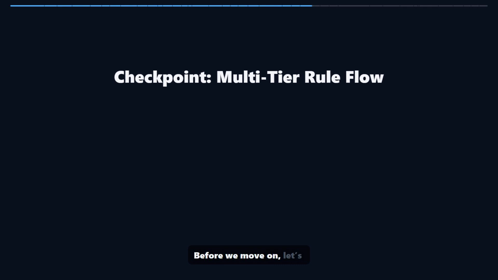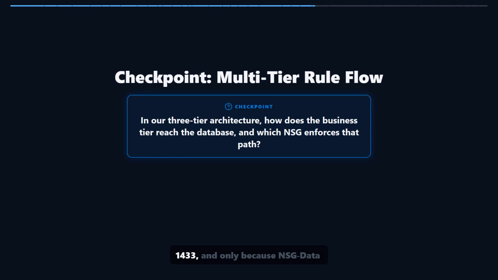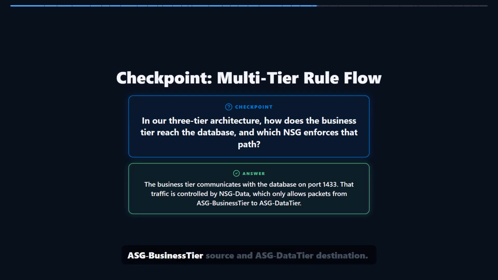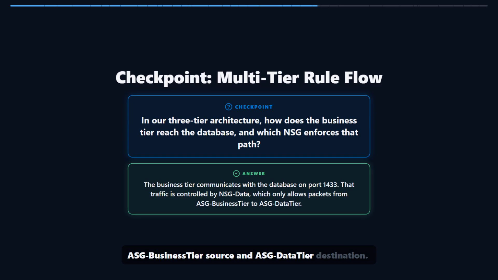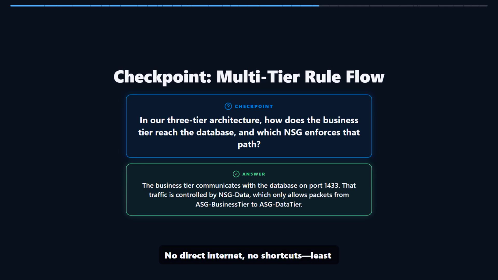Before we move on, let's solidify the rule flow. How does the business tier reach the database? Answer: over port 1433, and only because NSG data explicitly permits it, using the ASG business tier source and ASG data tier destination. No direct internet, no shortcuts, least privilege in action.